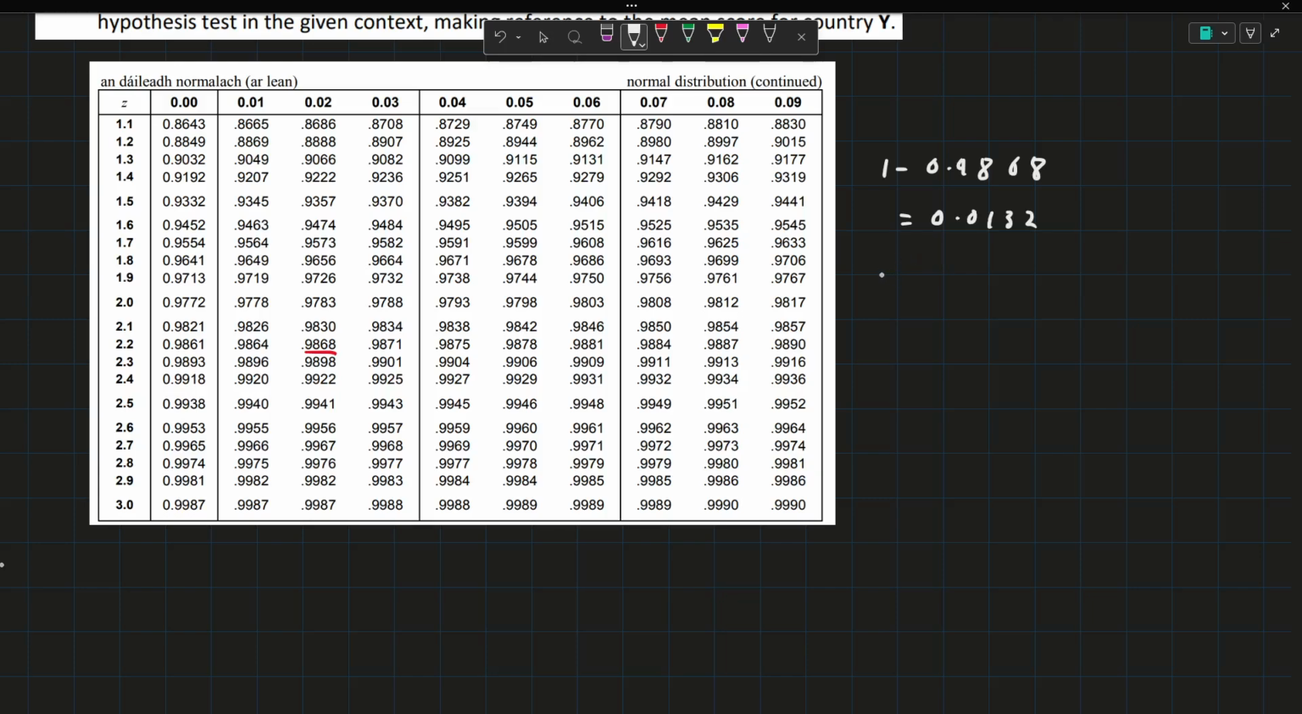And then that's only one side of the distribution. So we multiply that by 2. So we get 0.0132, multiply that by 2, and we get 0.0264. And that's our p-value there.